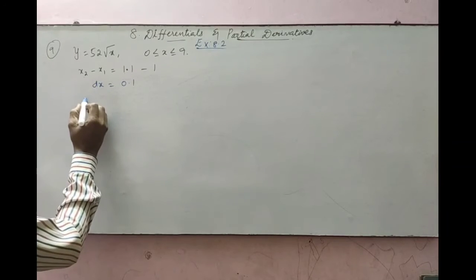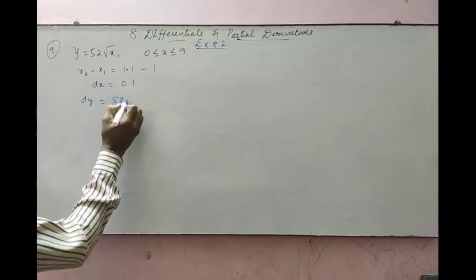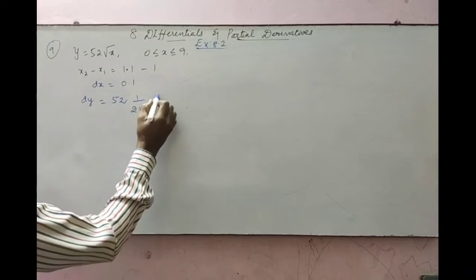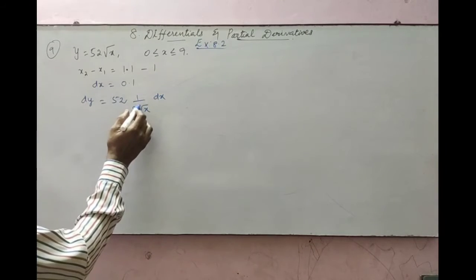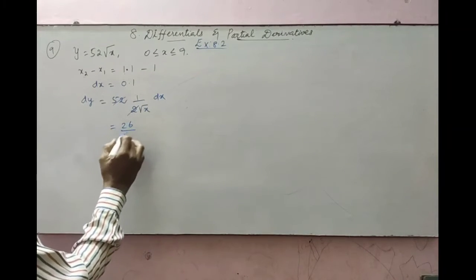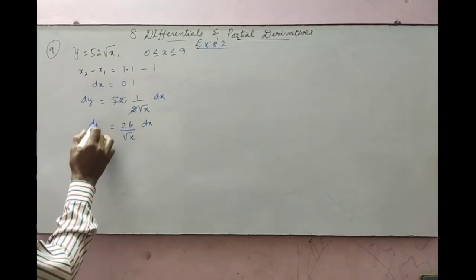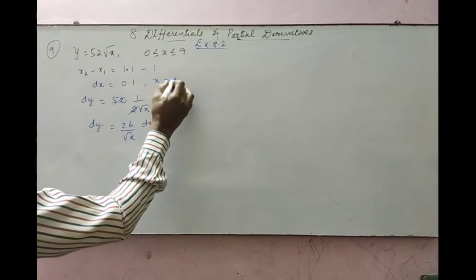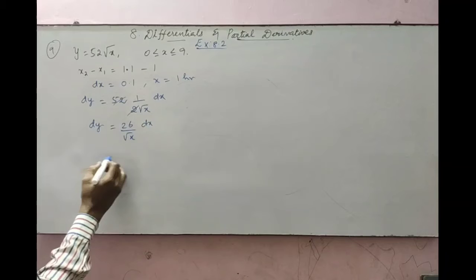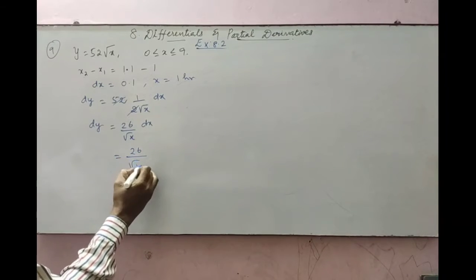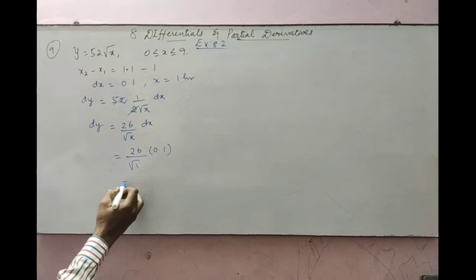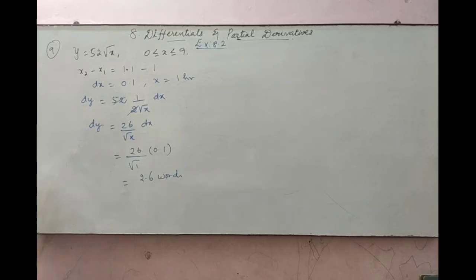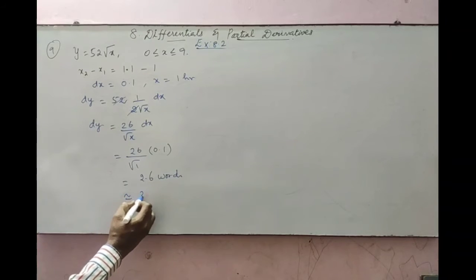So we have to differentiate this given function. You will get dy is equal to 52 into, if you differentiate root x, you will get 1 by 2 root x, into dx. If you cancel this 2 with 52, you will get 26 by root x into dx. So this is dy. Here we have to take x as 1 hour. Substitute the values here, you will get 26 by root 1 into dx is 0.1. So you will get 2.6 words. So the change, which is approximately taken as 3 words.